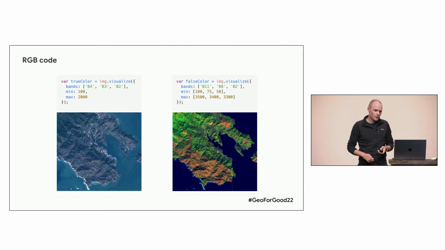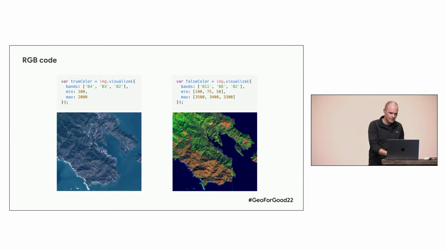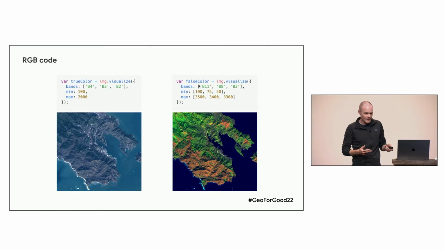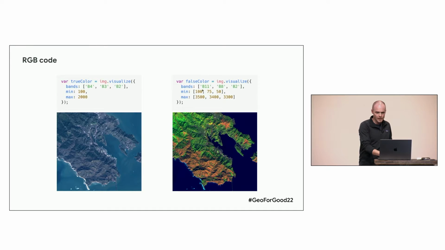And this is the code for RGB. Again, really similar, image.visualize, except here we are providing 3 bands instead of 1. And in all the previous examples, the min and the max that we're stretching our color on has been a constant, but you can also specify band-specific values for min and max.